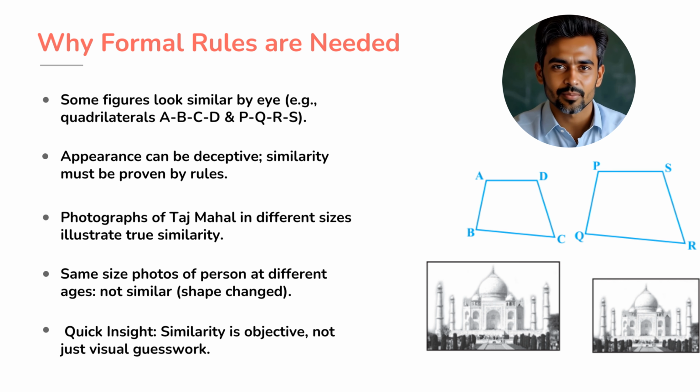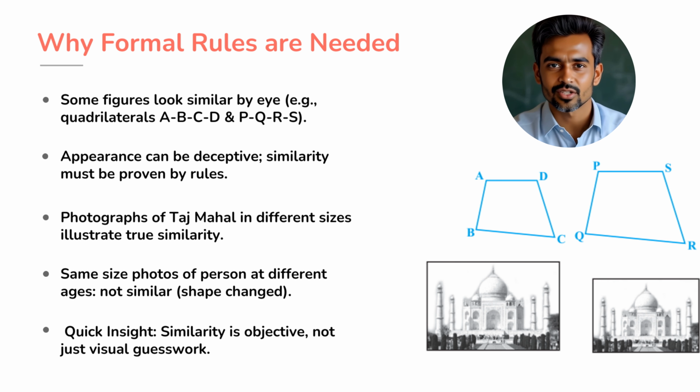Some figures may appear similar by eye. For example, look at quadrilaterals labeled ABCD and PQRS. At a glance, both shapes look alike. But if we go deeper, appearances can be deceptive. True similarity cannot be left to guesswork, it must be proven by rules.